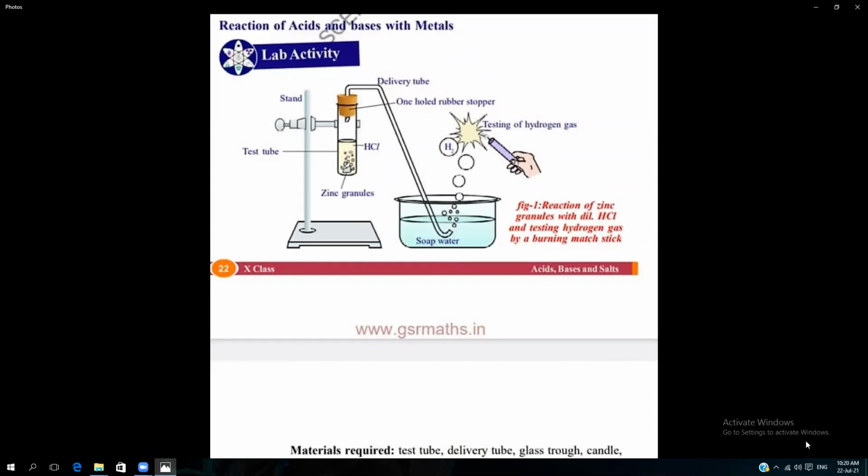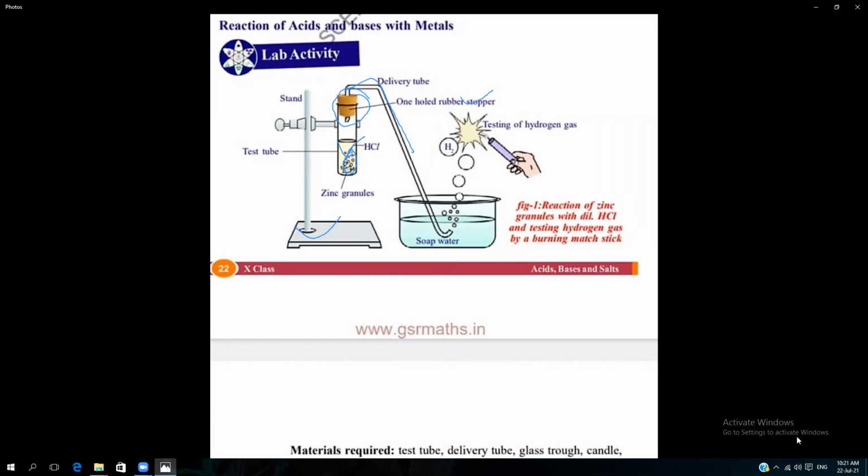See here. This is a stand, and this is a test tube. Here the small particles are zinc granules, and the liquid is HCl, hydrochloric acid. This is a delivery tube. This yellow colored part is a one-hole rubber stopper.